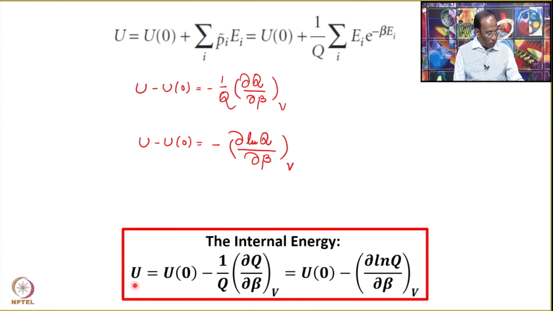This is what is written over here, that U is equal to U0 minus 1 by Q del Q by del beta at constant volume, or U0 minus del log Q by del beta at constant volume. So what is the significance of this equation? Whether you use this equation or this equation, what is the significance? Earlier, when we talked about the molecular partition function, there U minus U0 was equal to minus N by q del q by del beta at constant V. That q was the molecular partition function. Here we have the canonical partition function.